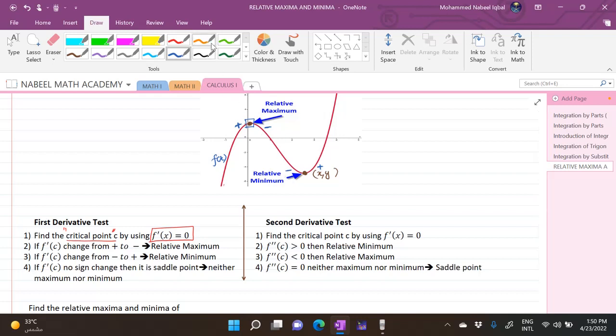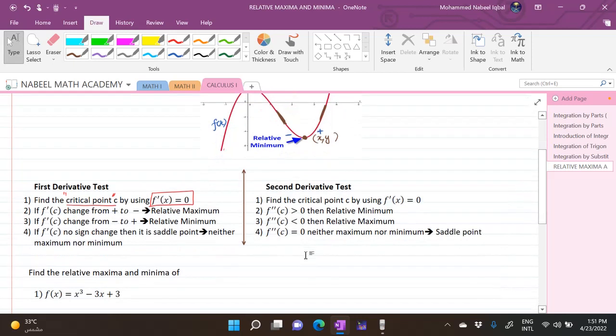If there is no change, suppose I take this line, there is no change here. So this is a saddle point. This point and this point, in which we cannot see a change in the sign, are called saddle points.